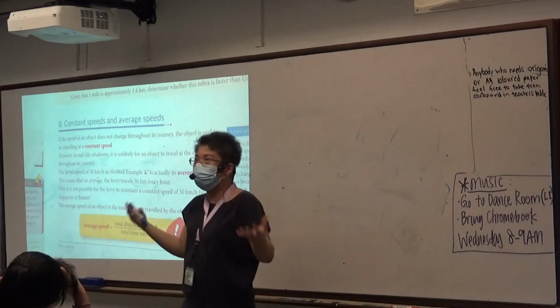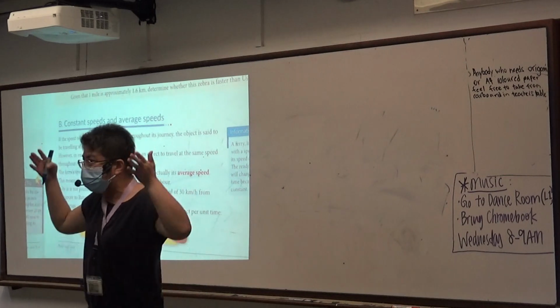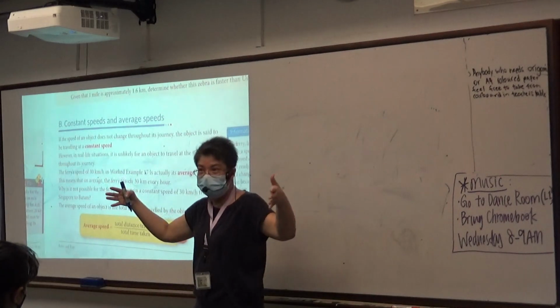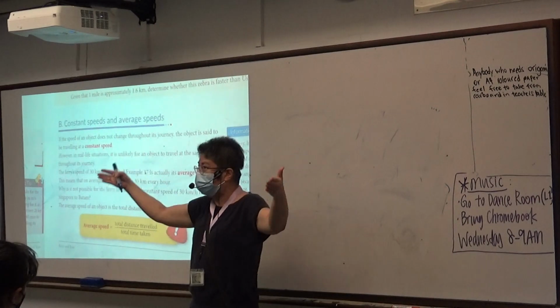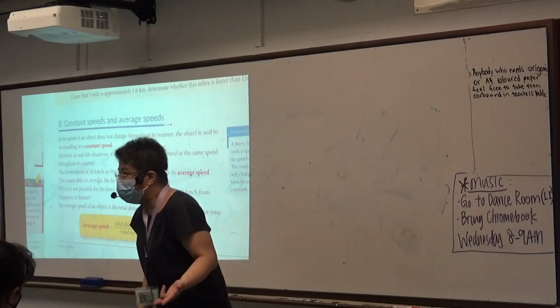For example, I come to school, then I go to McDonald's and buy breakfast. Then I work, and I travel again. The time you spend at McDonald's is also counted. It's the total distance divided by the total time. It doesn't mean that when you rest, it's not counted. It's also counted. Do you understand?